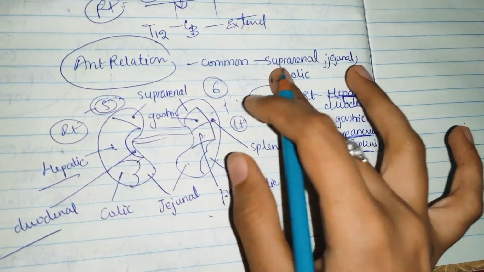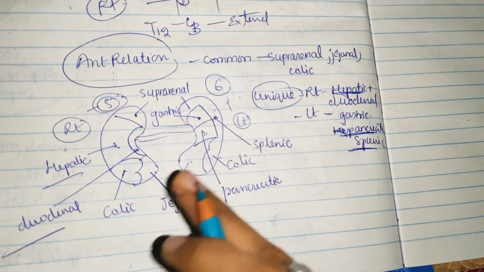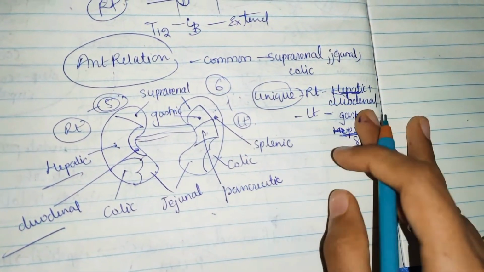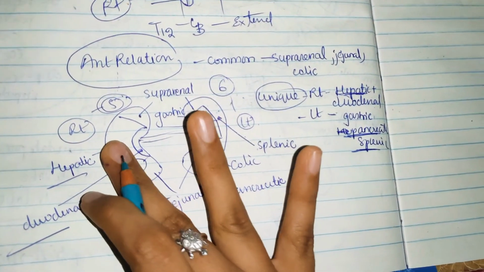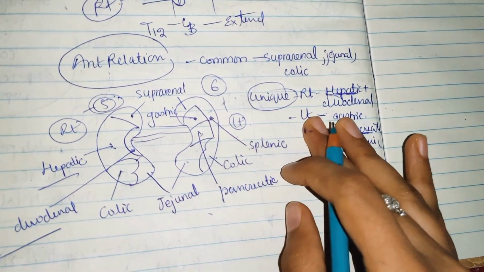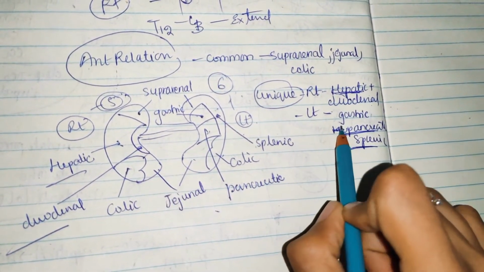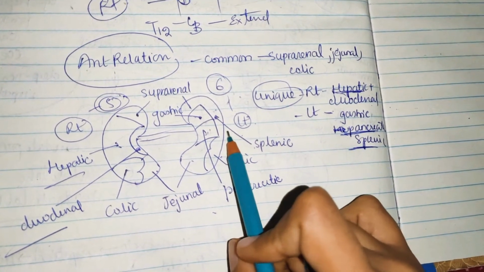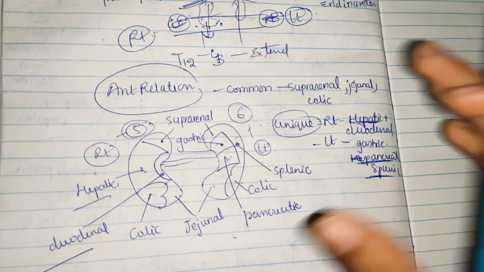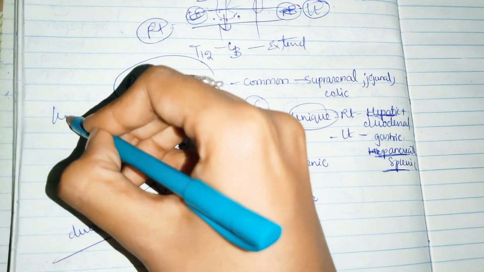So common things are suprarenal, jejunal, colic. Okay, so remaining unique for the right are hepatic, duodenal. For the left are gastric, pancreatic, splenic. Okay, so like this you should remember. So this is the anterior relation of kidney.